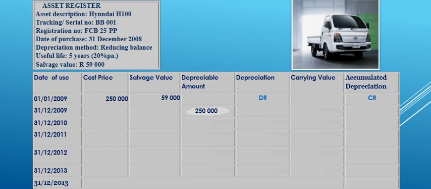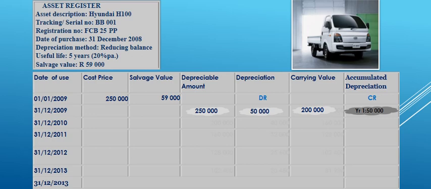In this case, in the first year, the depreciation will be calculated as 20% of 250,000, giving us the depreciation amount of 50,000, deducting it from the depreciable amount, giving us an amount of 200,000, which will be the carrying value that will be reflected on the statement of financial position, while the accumulated depreciation at the end of the year will be reflected as 50,000.